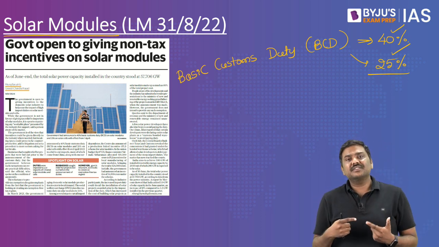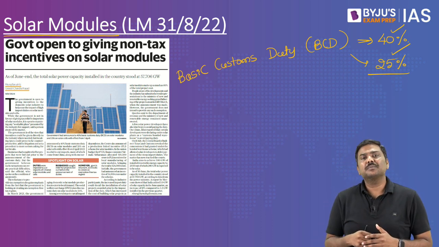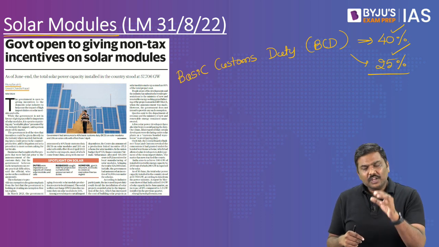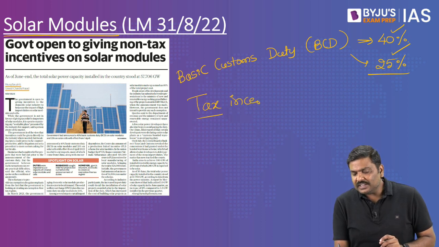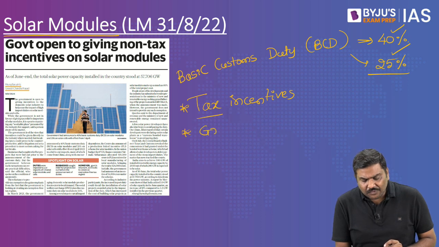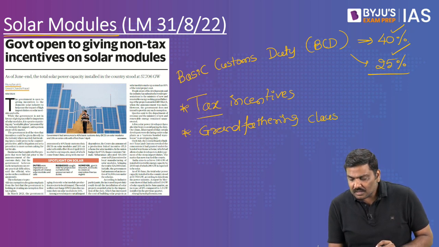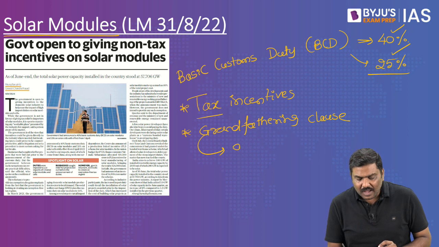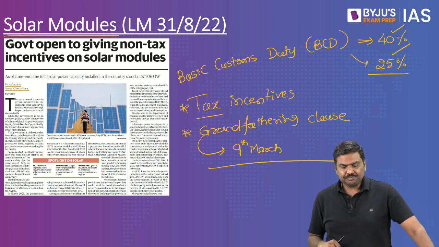And that is the precise reason that there have been two requests put forward by these industry participants. One, either you provide us with certain tax incentives, or else provide a grandfathering clause. A new term for you to remember. Provide a grandfathering clause for the projects which have been announced or have been agreed to before 9th of March. Now, what do you mean by all of this?